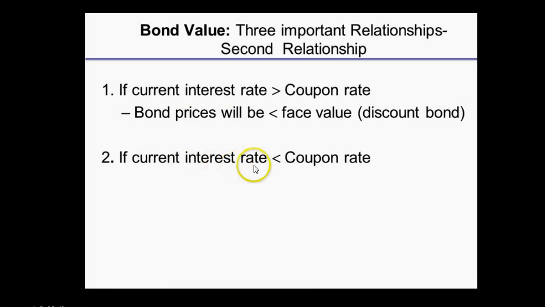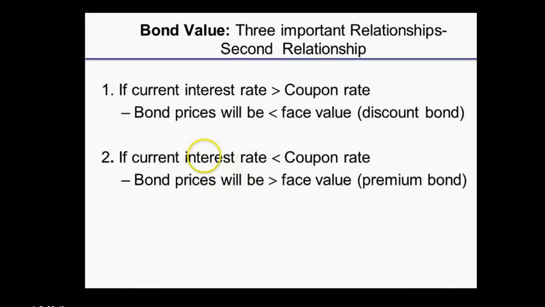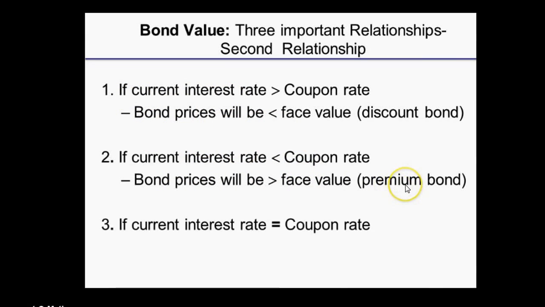If current interest rates are less than the coupon rate, then the bond price will be greater than the face value, which means that the bond will sell at a premium.